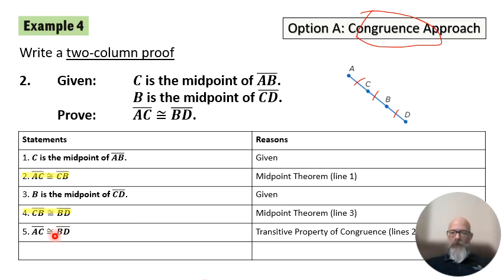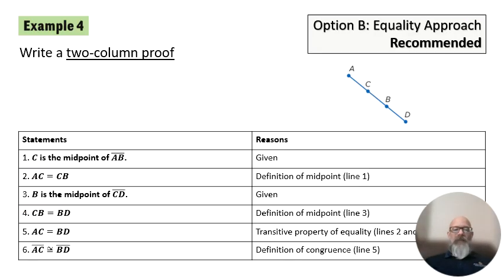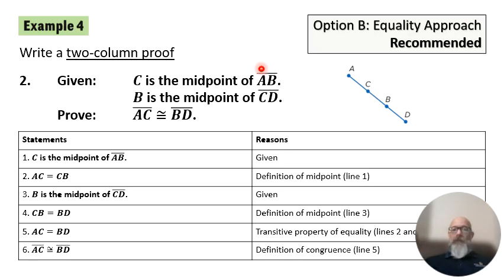It's all congruence language. All right, let's try the same proof. This time, same exact proof, but we're going to use the equality approach. Equality approach, right? So we're going to have a bunch of equations. We've got to translate. Start the same way you started before. C is the midpoint of AB. Boom. What flows naturally out of C is the midpoint of AB.